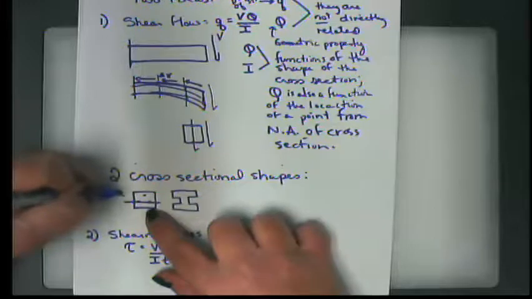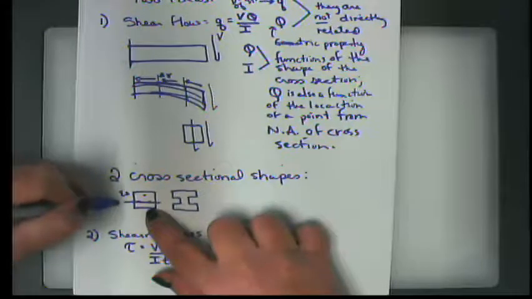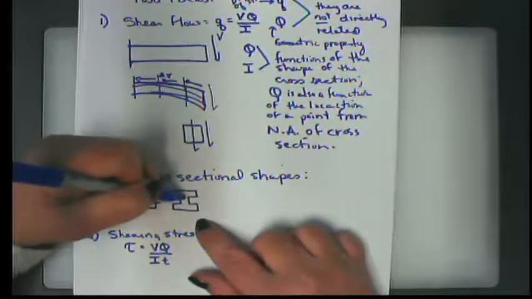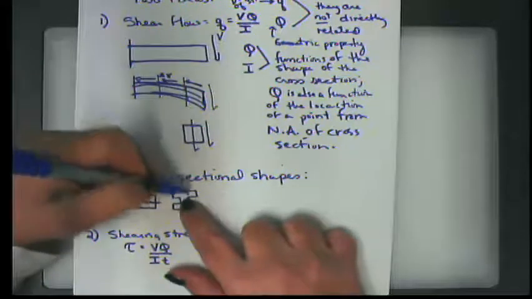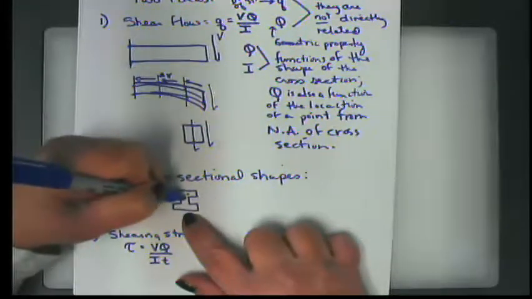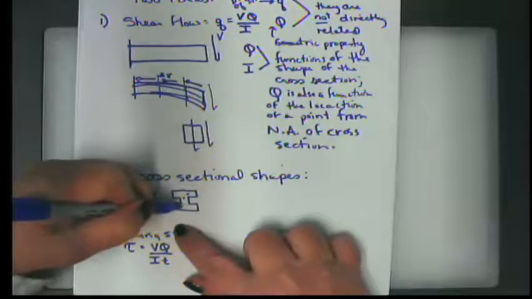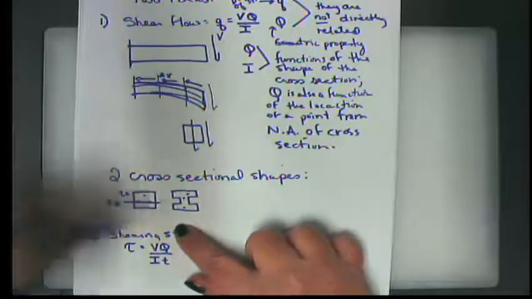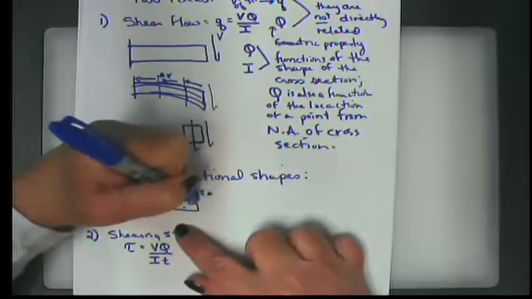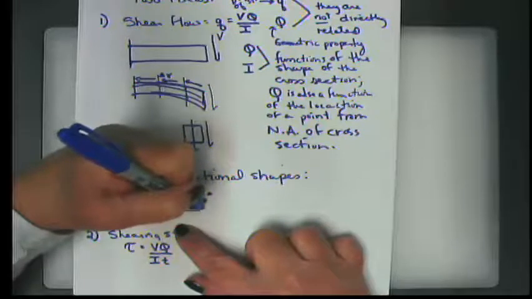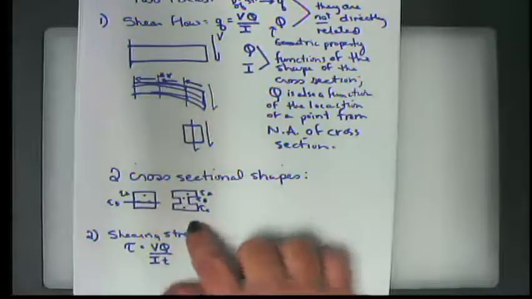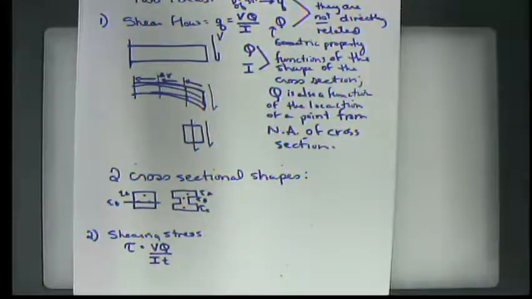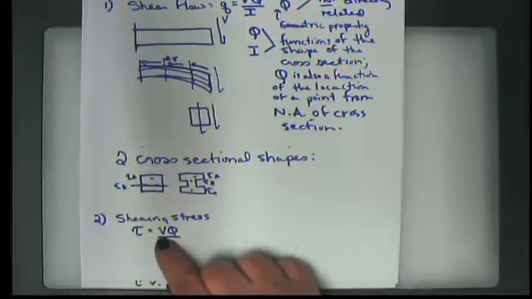So this would be like tau A, and this would be tau B. Over here, you would have a different stress here, as you would here, as you would here. Okay? So you can call that tau A, tau B, and tau C. And what that stress is going to amount to depends on where you are, as well as the size and shape and the amount of shear that's applied.